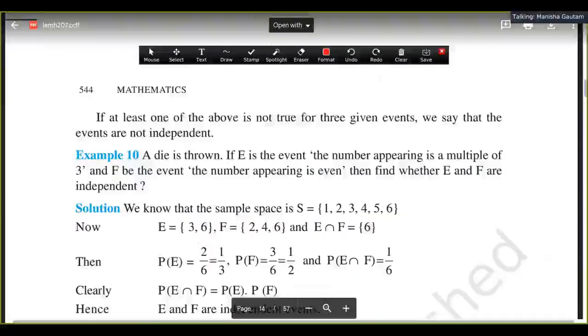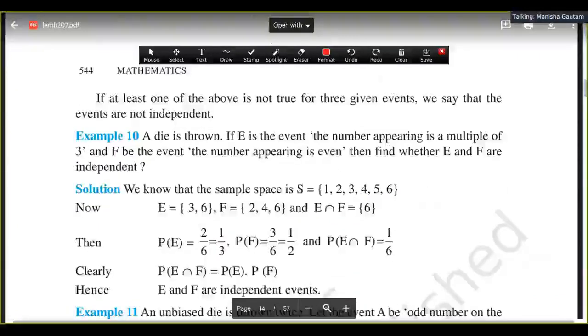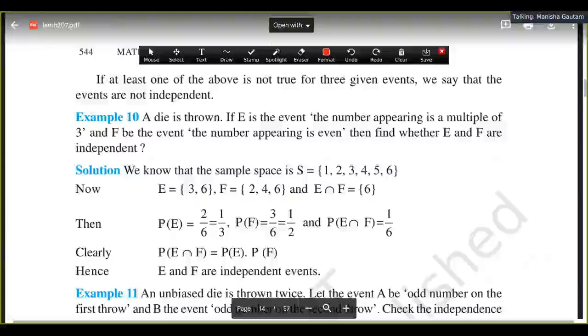Let's do example number 10. These are very easy examples. You have to check whether the events are independent or not. A die is thrown, E is the event that the number appearing is a multiple of 3, and F is the event that the number appearing is even. Find probability of E, probability of F, and put the values. If left and right sides are equal, then it means what? Events are independent. Put the values and solve numerically.